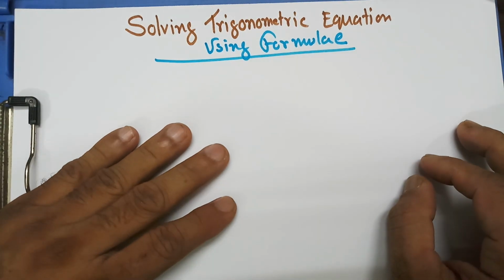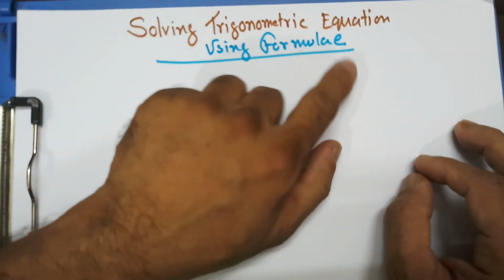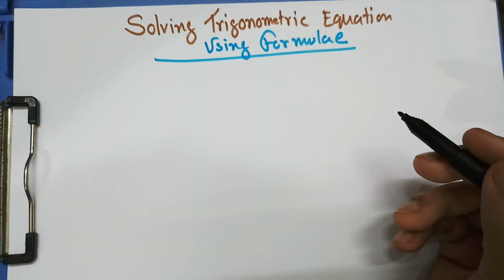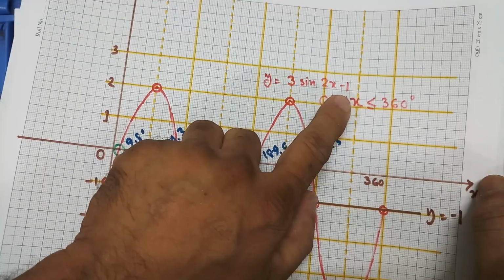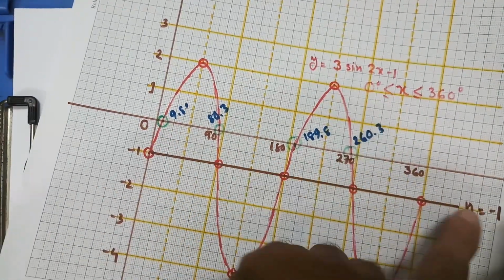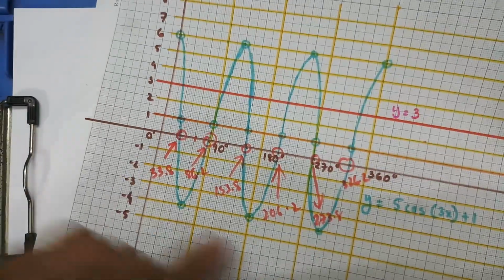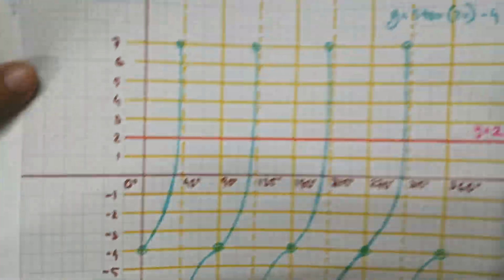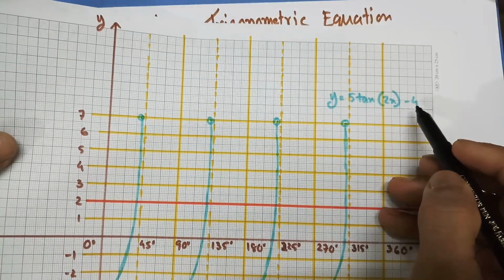Good morning, students. In today's lecture, I'll show you how to solve trigonometric equations using a formula. In the last four videos, I showed you how to solve 3 sine 2x minus 1 and how many places it intersects with the given line, or 5 cos 3x plus 1, and another one, 5 tan 2x minus 4.